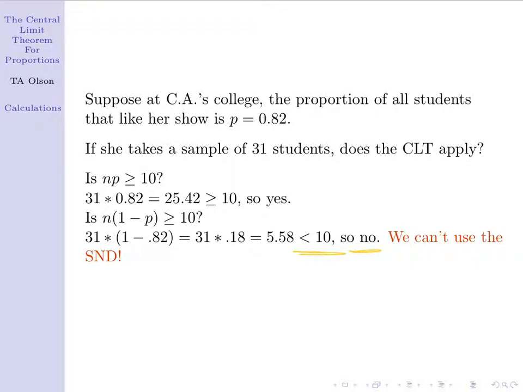So no, the central limit theorem doesn't apply, and we can't use any of the tools from the standard normal distribution that we've developed. We don't have enough data points on the no side. We can't expect enough data points on the no side to get reliable results. So we need a larger sample. Let's check the next one.